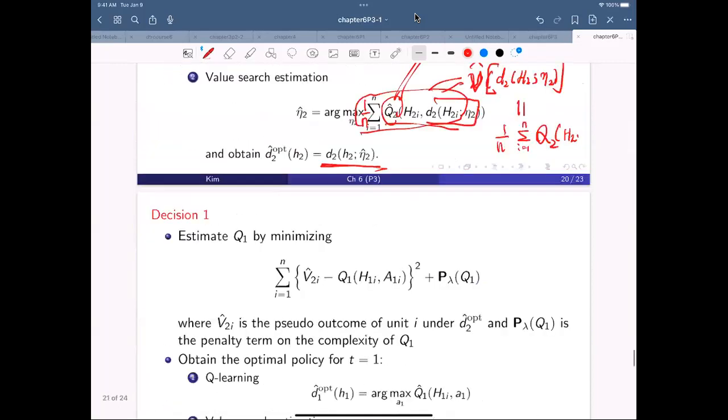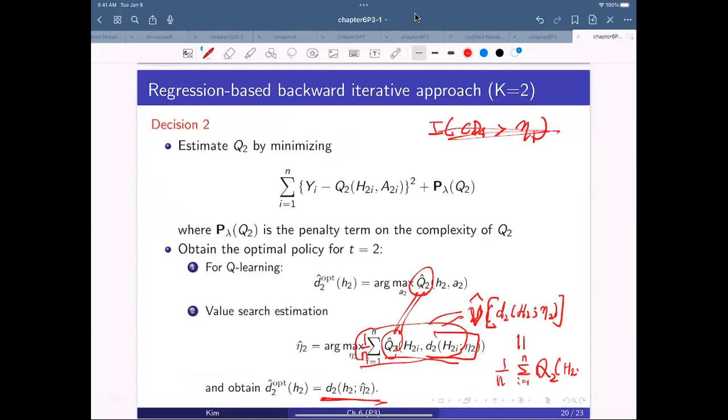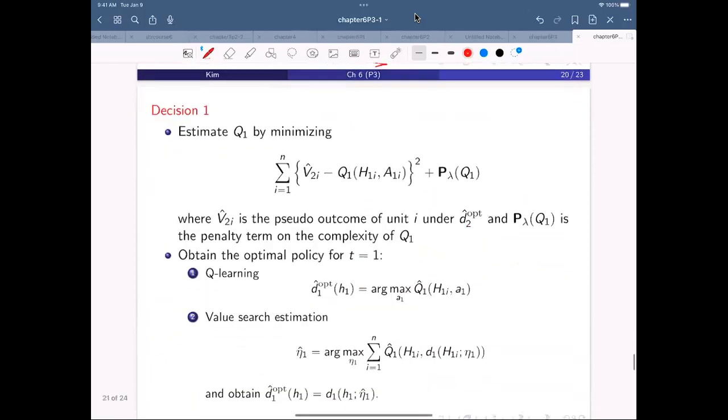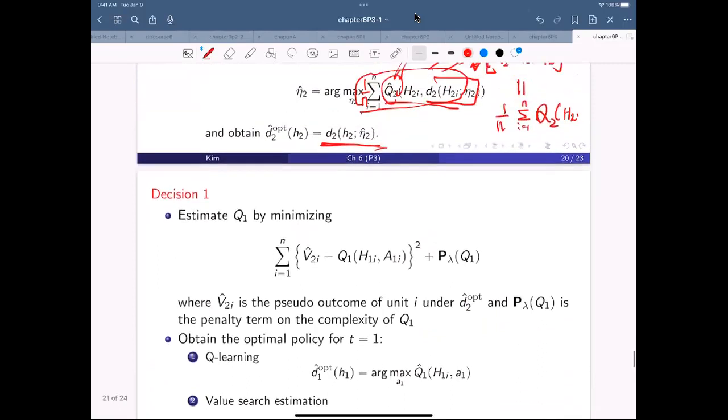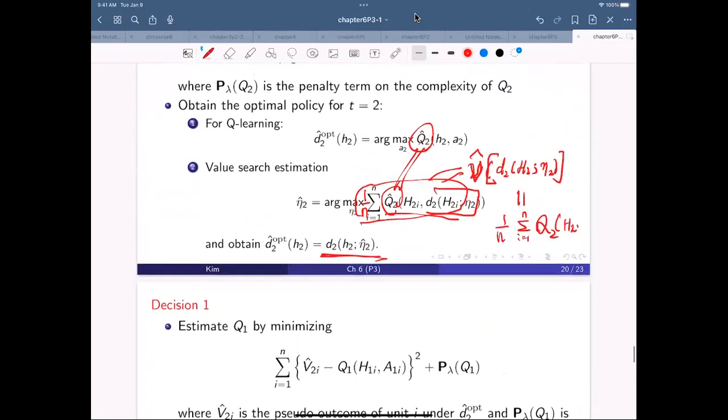Okay, so that's not really my point. This decision 2 is actually easy. My point is, what is decision 1? For decision 1, basically, you want to do the same Q-learning. Q-learning is just a regression, right? So you want to do regression, but regression of what? Regression under the Y that you would obtain on the T2 optimal.